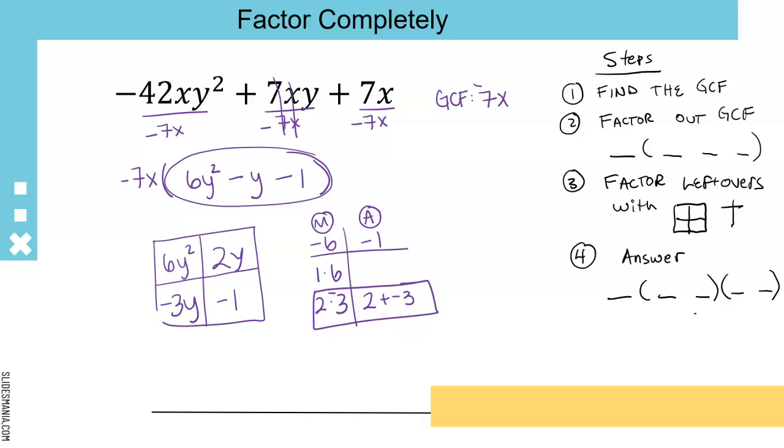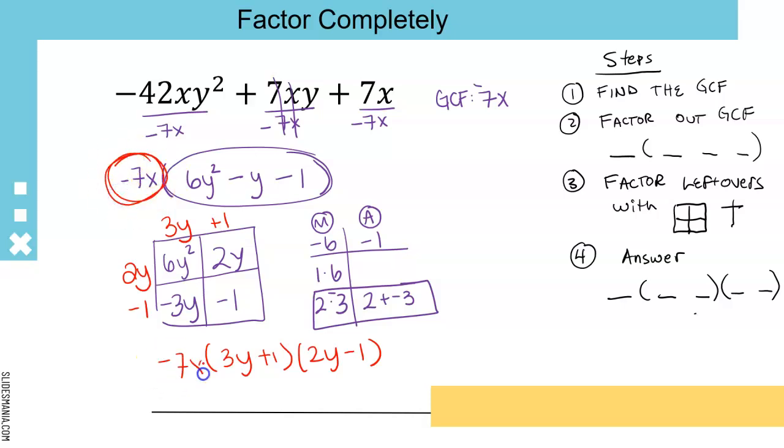Now to get a 6, I'm going to need a 2y and a 3y, and then I will need a positive 1 and a negative 1. So my box factors are 3y plus 1 and 2y minus 1, but don't forget that GCF out in front, negative 7x. So our final answer has to have that GCF first and then the factors of our box.